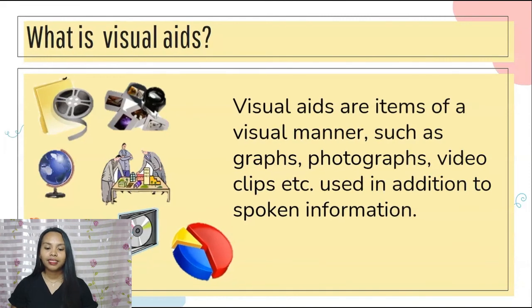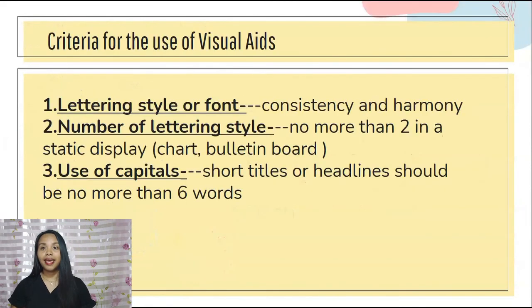First one is lettering style or font. So consistency and harmony. We must keep style consistent, such as the same fonts, colors, position, and font size. The second one is number of lettering styles. So no more than 2 in an aesthetic display like a chart or bulletin board. Use capitals; short titles or headlines should be no more than 6 words. So, when we're doing our visual aids, we must limit our titles and headlines to 6 words or less.